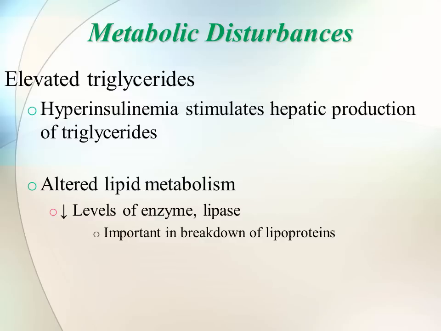Okay, well, that hyperinsulinemia also stimulates the production of triglycerides, so that people with chronic kidney disease have a lot of coronary artery disease problems because they have high triglycerides. They also have a decrease in the breakdown of an enzyme that allows triglycerides to be elevated.